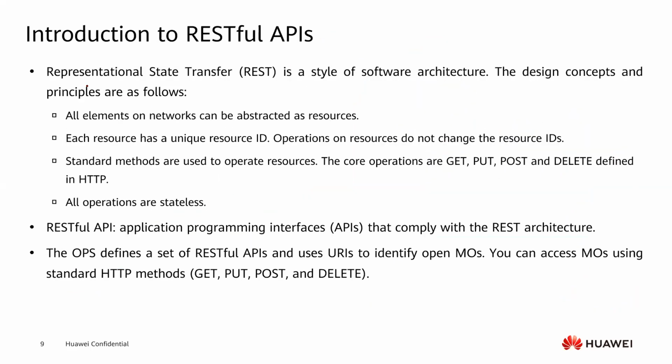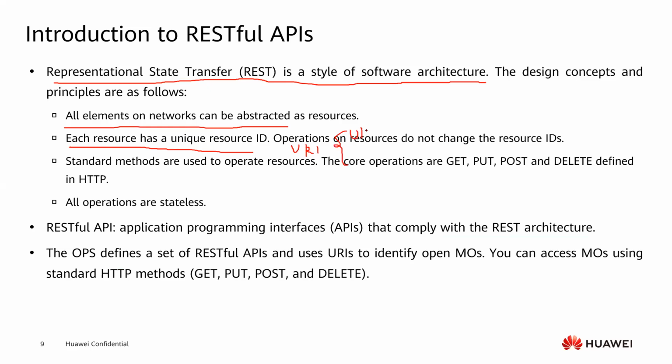Representational state transfer, REST, is a style of software architecture. We have introduced the concept before. All elements on the network can be abstracted as resources, and each resource has a unique resource ID, which we call a URI. URI has different types: URL, which is the location, and URN, which is the name. Standard methods are used to operate the resource. The operations get, put, post, and delete are defined in HTTP.